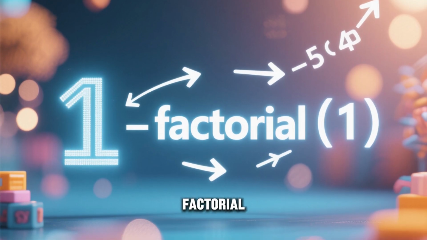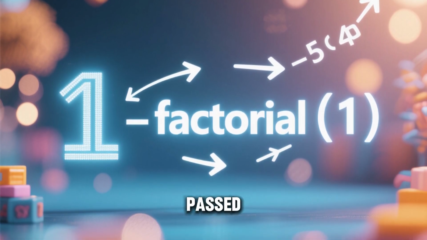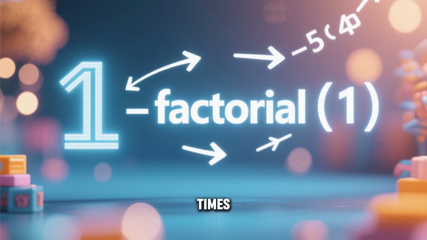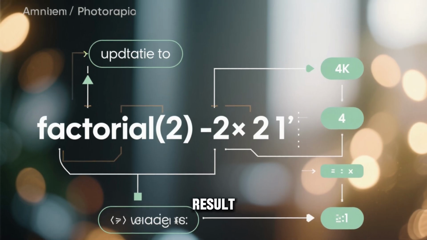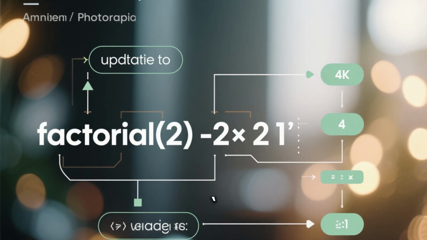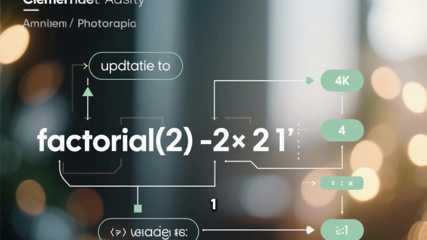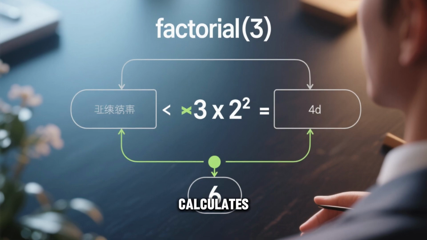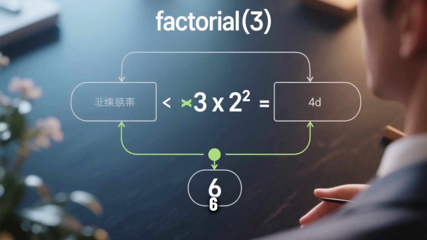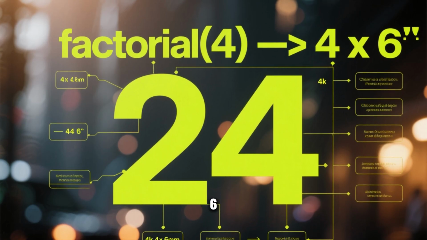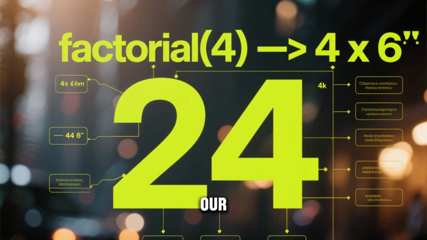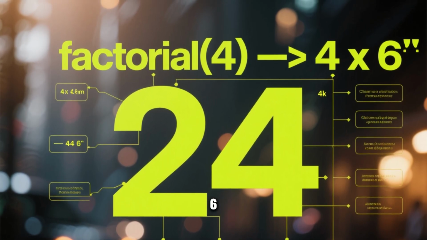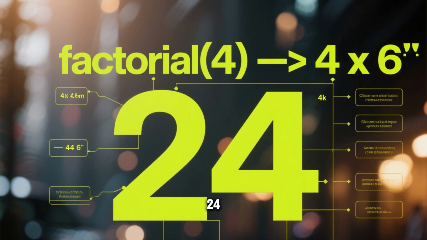The result of factorial 0, which is 1, is passed back to the factorial 1 call, which calculates 1 times 1, returning 1. That result is passed to factorial 2, which calculates 2 times 1, returning 2. That gets passed to factorial 3, which calculates 3 times 2, returning 6. And finally, that 6 is passed all the way back to our original factorial 4 call, which calculates 4 times 6, giving us our final answer of 24.